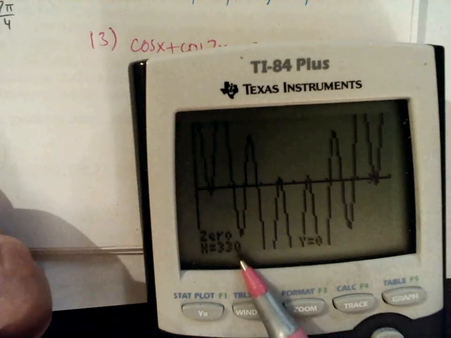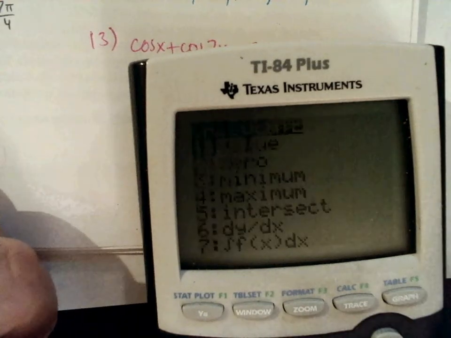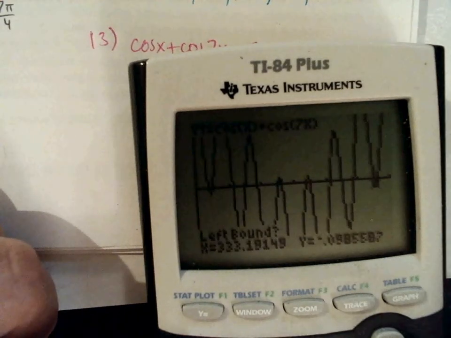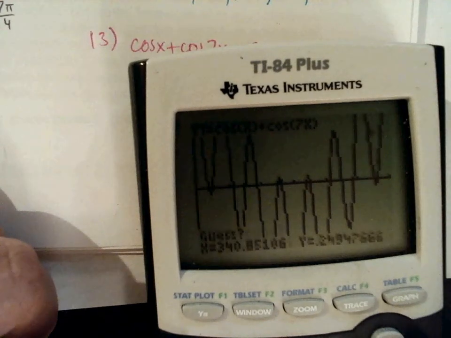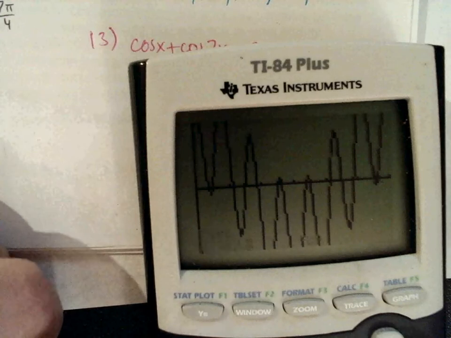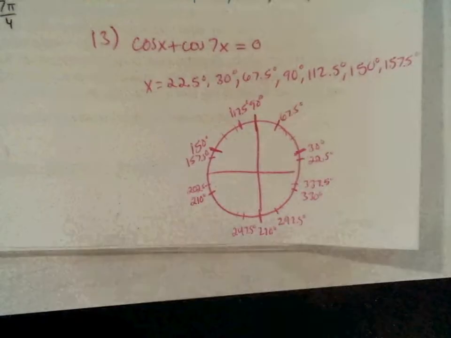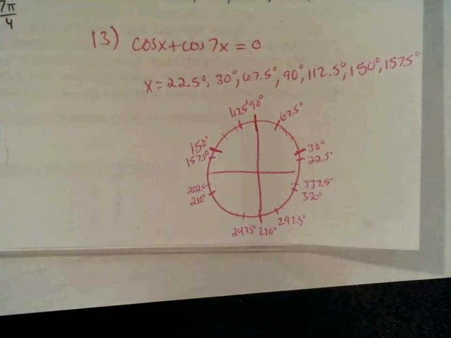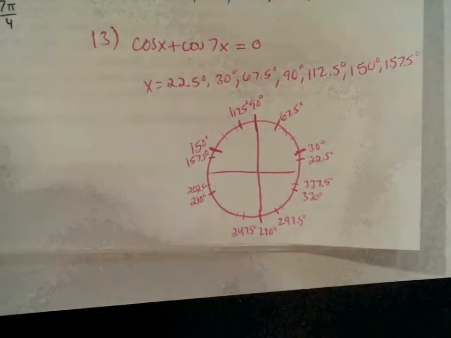0. This is going to be my 330. Sure enough. And then so I can calculate the 0, that's going to be my 337.5. And there we go. Okay.